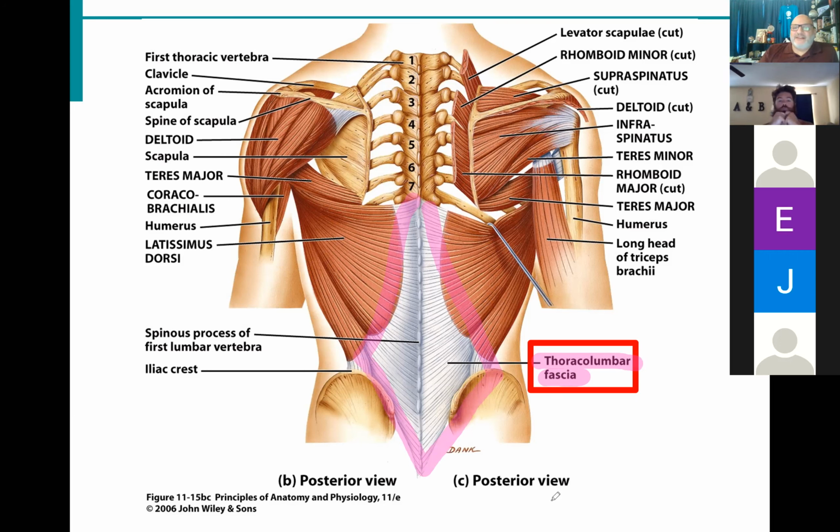Several muscles' tendons feed into it, but it's also a protective connective tissue sheath sitting over the many tiny muscles and joints of the vertebral column. And as such, it is therefore a connective tissue fascia. So on the front, we have aponeuroses. Here on the back, we have the thoracolumbar fascia.